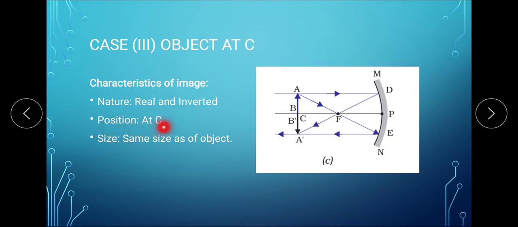The position of image is at C, and the image is formed on the left hand side, that is in front of the mirror. Rays are actually meeting, so the nature of image is real and inverted. And you can see in the ray diagram, the size of image as well as the size of the object both are same. So the size of image is same as that of object. This is your case third.